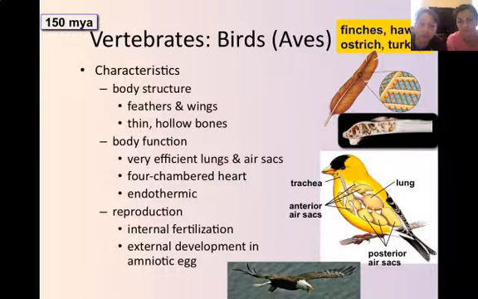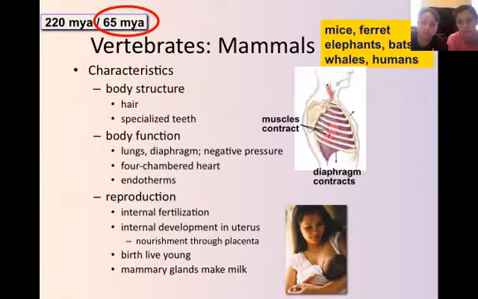They have a 4-chambered heart like we do. They're endothermic like we are, which means that they're warm-blooded. They regulate their own body temperature, regardless of the temperature outside. Reproduction, they have internal fertilization, but then external development in the amniotic egg, just like the last one. So internal fertilization, the fertilization takes place inside the animal, and then the egg is laid and it develops outside of the animal. All right, moving on to mammals.